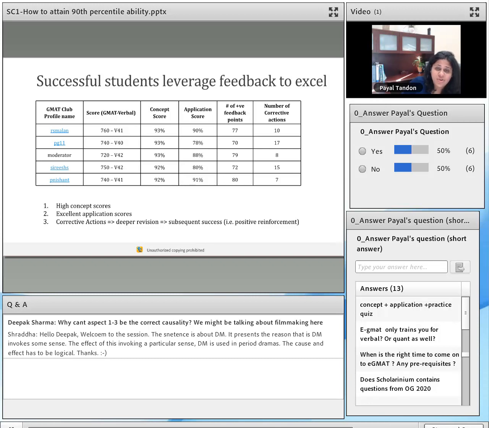And what we noticed was this common pattern. Students who were successful had model dashboards, upwards of 85% accuracy in concepts and applications. They got a similar number of feedback points, but the feedback for corrective actions was way fewer than the positive feedback points, because from the get-go, they had that aim of getting that 100% score. In the cases where they didn't score 100%, they went back and reviewed the file, and that was indicated in the time that they spent on those files.